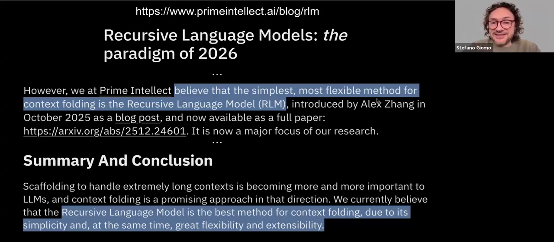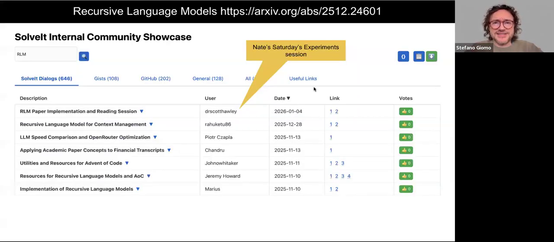The guys at Prime Intellect are quoting interesting stuff. I like the way they frame the problem because it's a simple way of framing it. It's not adding a lot of dedicated stuff. The general and simple thing is an interesting idea. Even the Prime Intellect blog about RLM is an interesting one. They tested this a lot. And at the end of the day, what I want to say is that we got a lot of people in the Solvit community that posted a lot of dialogues.